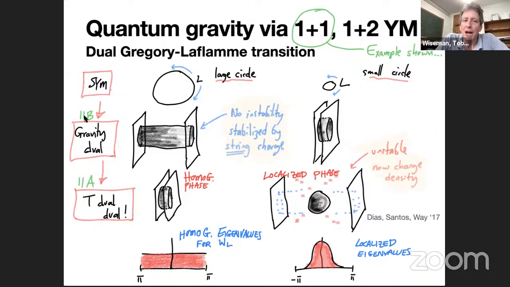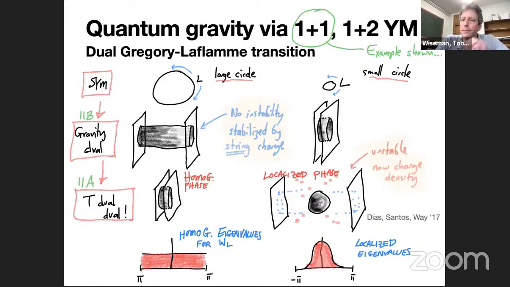The usual dual, say we're in 1 plus 1, that's D1 branes. The usual supergravity dual is 2B. And in 2B, when we're at finite temperature, the dual black hole just wraps trivially on the circle. It's what we call a homogeneous black string. And when we talk about black strings on circles, you think, oh, Gregory-Laflamme instability. But there is no Gregory-Laflamme instability here, and there's no instability because this black hole has charge. It has D1 brane charge, and D1 brane charge winds around the circle, and you can't break it, so it stabilizes the solution.